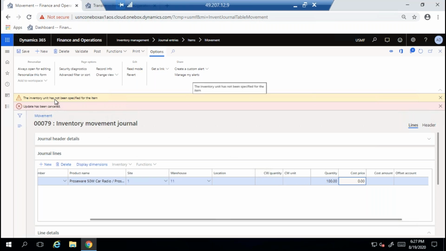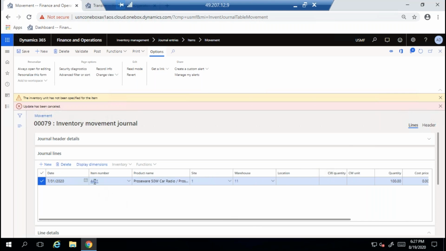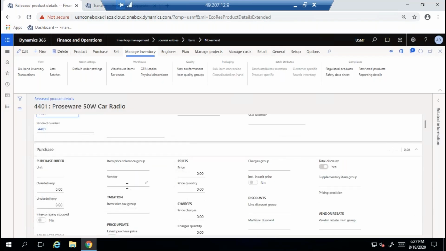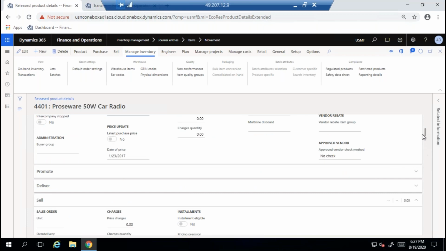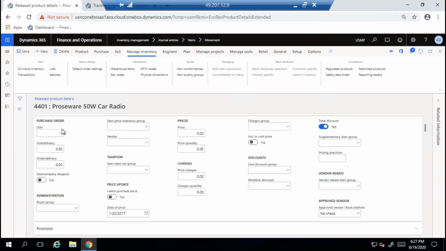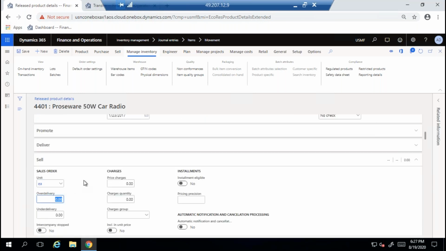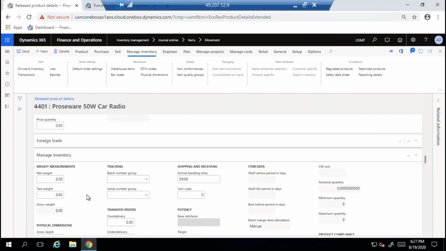Inventory unit has not been specified for the item. Okay, units are not mentioned. If this time is not feasible, then I will show you this tomorrow. Let me verify. So units are not mentioned here. Let me map them. As I told you, units are also important: purchase unit, sales unit, and inventory unit.